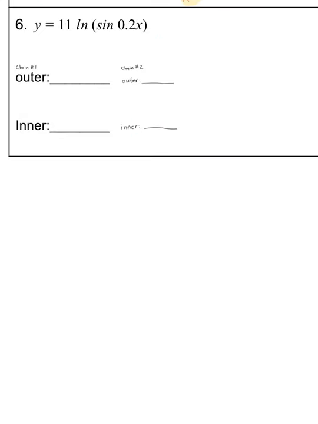Okay, always get in the habit of counting the functions right off the bat. We've got natural log, we've got sine, and we've got 0.2x. 3 functions, 2 chains. This is a double chain. We are taking the natural log of the sine of 0.2x. So this function is what's doing something to the other 2. So here 11 comes along for the ride, and my outside function is ln. My inner function is everything else, sine of 0.2x.